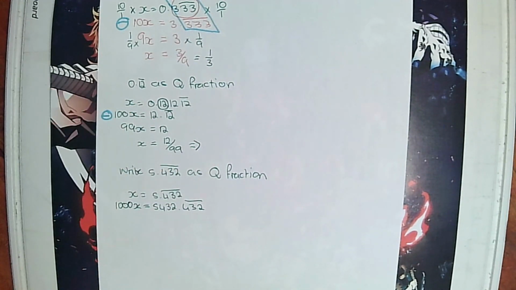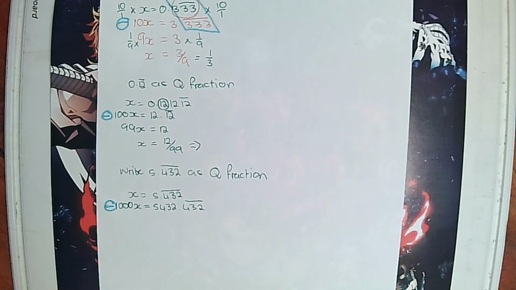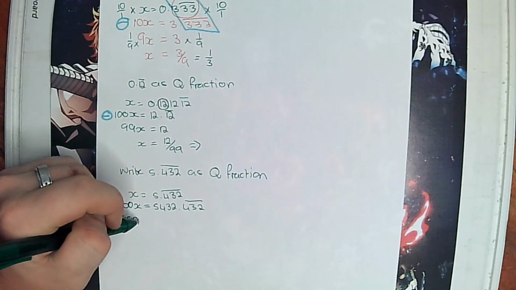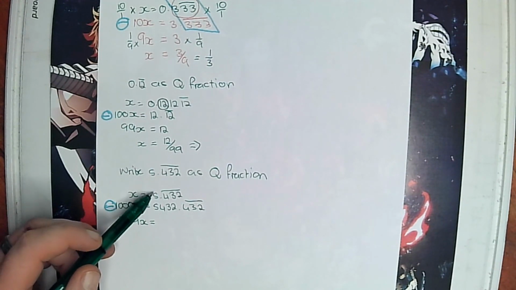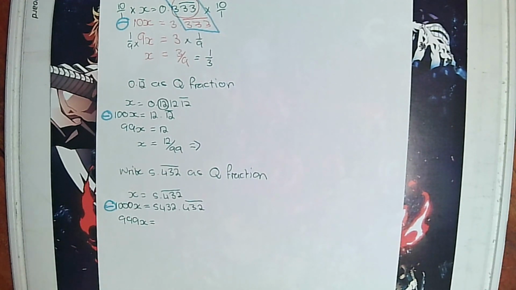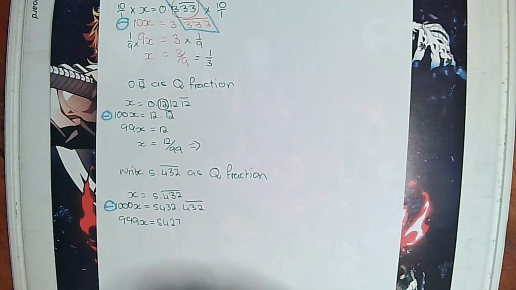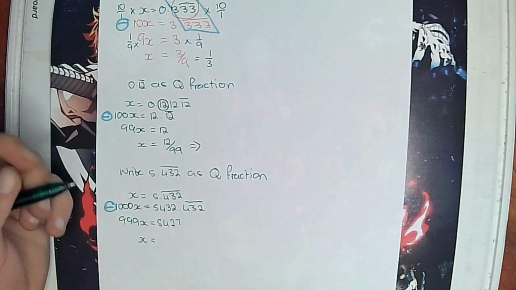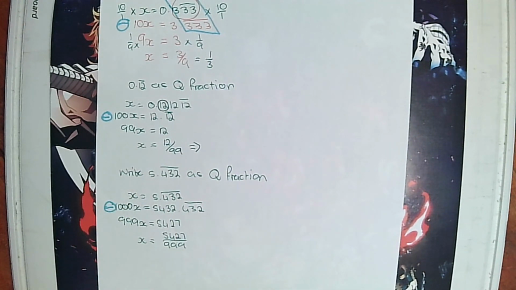Again, we eliminate. Once we eliminate, we would get 999x is equal to 5,432 minus 5, which is 5,427. And then again, we're just going to apply our basic equation knowledge to say x is equal to 5427 over 999. And then again, you have to simplify the fraction, write it in its simplest form. Otherwise, it is not the final answer.